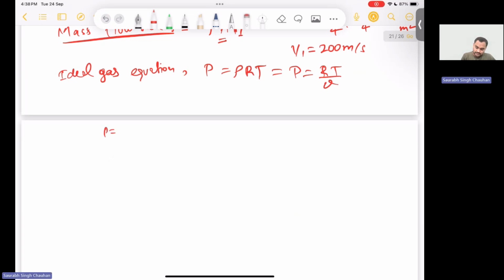Okay, so P is equal to RT by V. So V we can write it as this. All these things are at inlet, inlet of compressor.